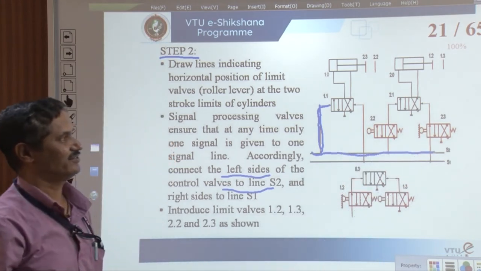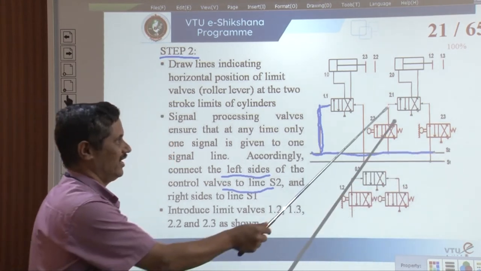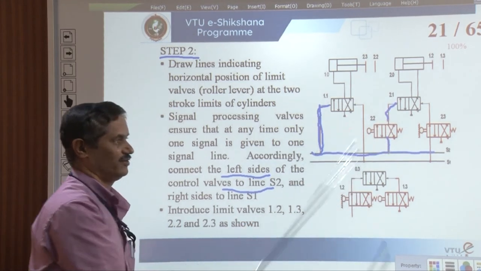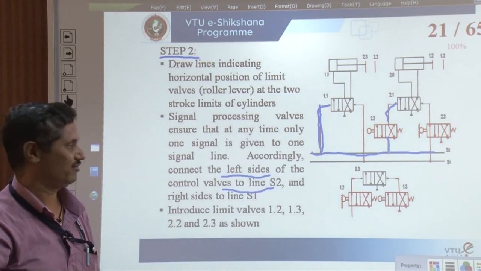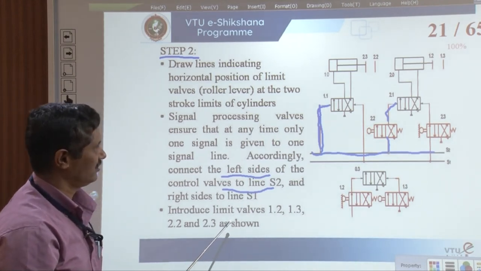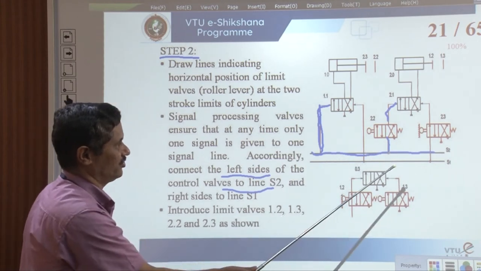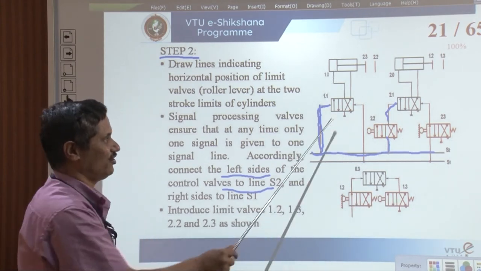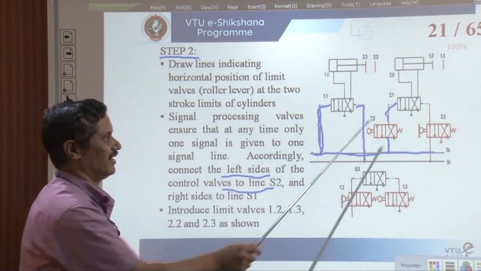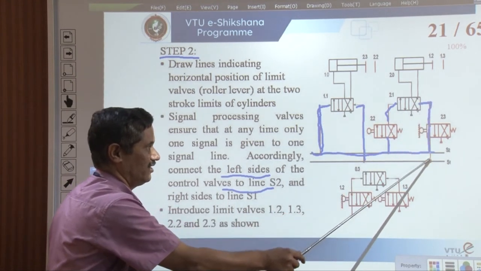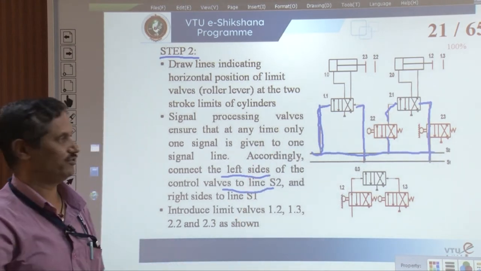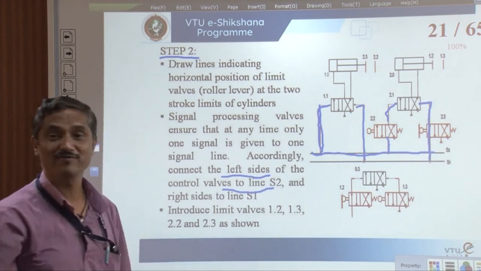Left side is connected to signal line S2. So, here also, the left side of this valve we have taken to the S2. When we say this to S2, the other, the right, has to go to S1. Just observe this. The right side of this DCV is also gone to S1. So, the left side we have connected to S2, and the right side we have connected to S1.